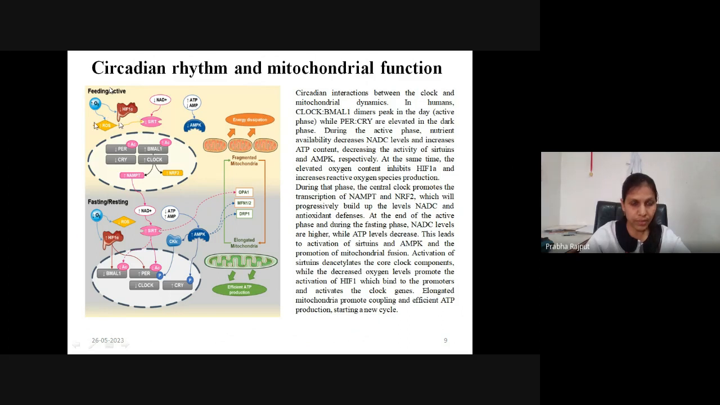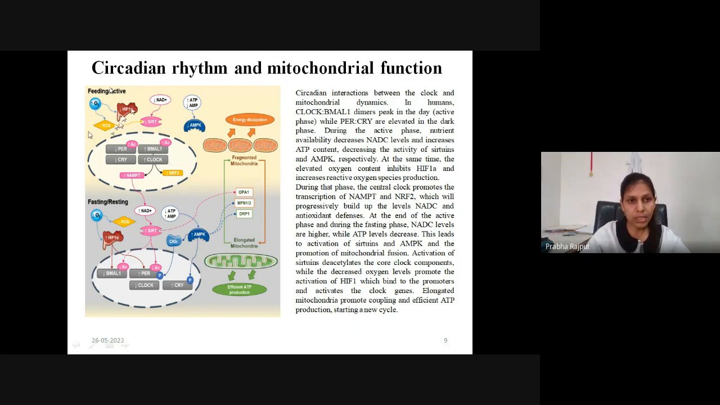When the body is in the active phase, nutrients will be utilized to produce energy, or ATP, and at that time reactive oxygen species will form because ATP is being produced. Simultaneously, hypoxia inducible factor alpha is decreased because of the higher level of oxygen. This is the molecular mechanism. It is a little bit scientific to understand, so I will explain it.